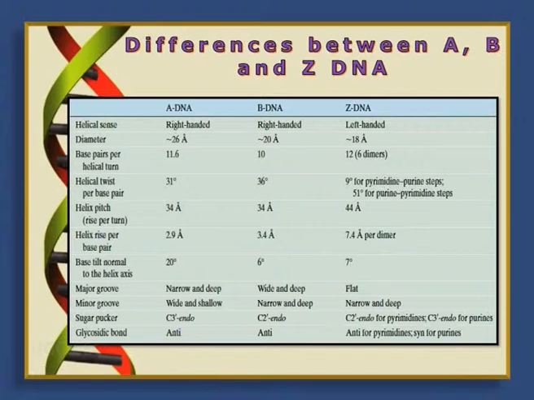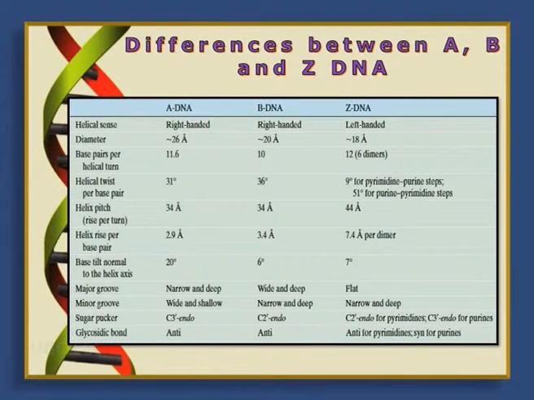Helical pitch, which is also known as the length of one complete turn of the helix, is 34 angstrom in case of both A and B DNA, whereas 44 angstrom in case of Z DNA. The rise between two base pairs is 2.9 angstrom in A DNA, 3.4 angstrom in B DNA and 7.4 angstrom per dimer in Z DNA.